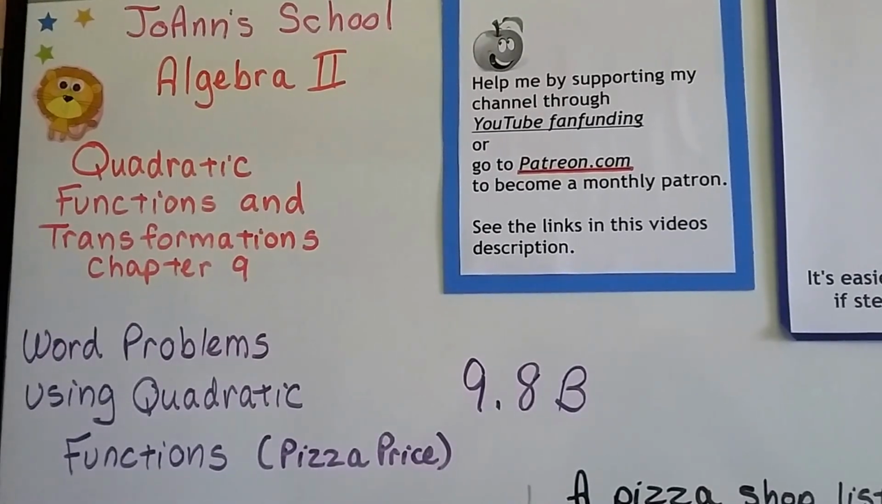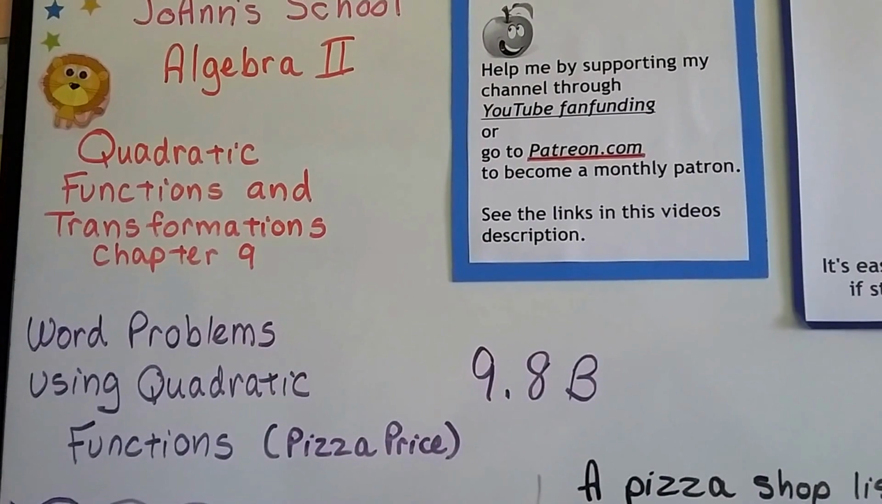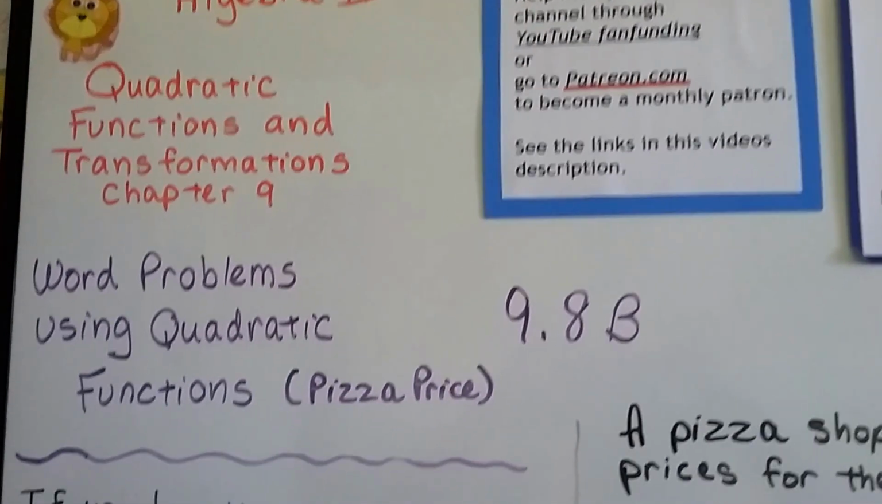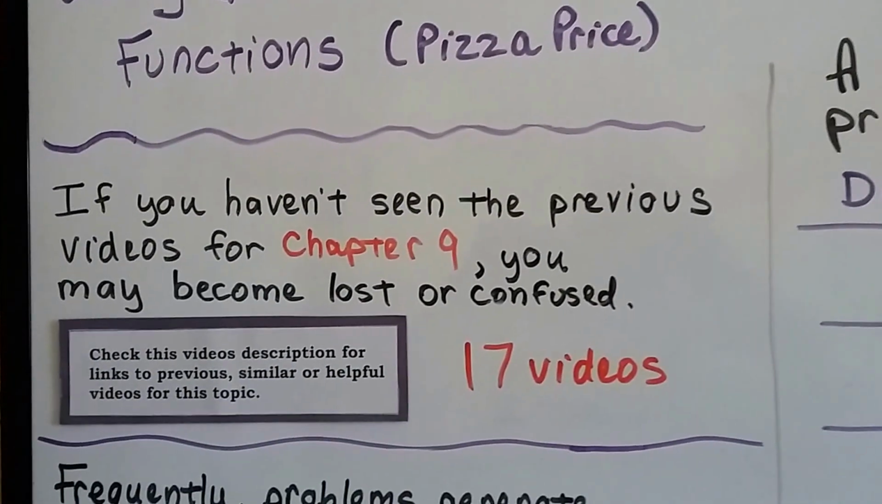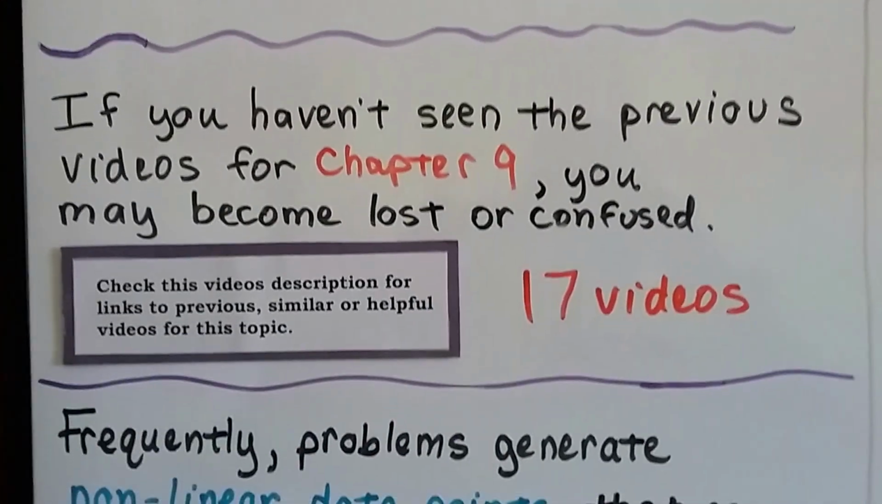Algebra 1, we're at 9.8b, and we're going to do a word problem using quadratic functions for a pizza price. If you haven't seen the previous videos and you get lost or confused, you can just click on the description and find out where you got lost.